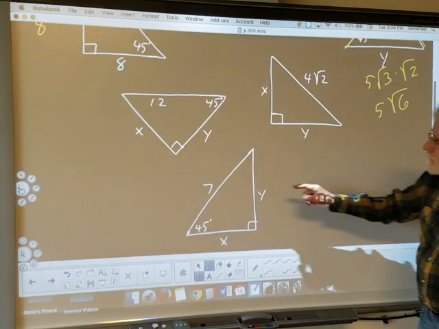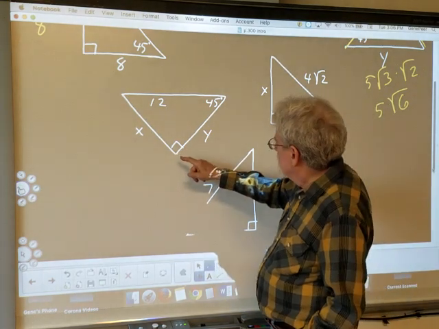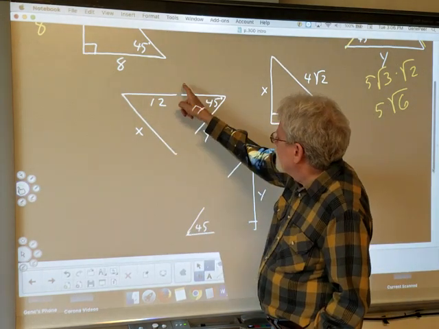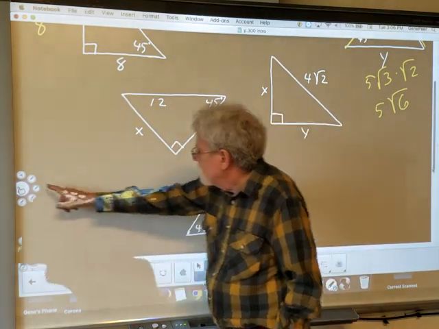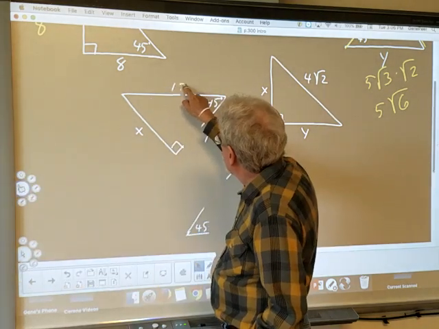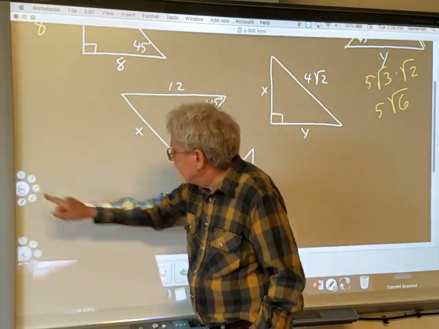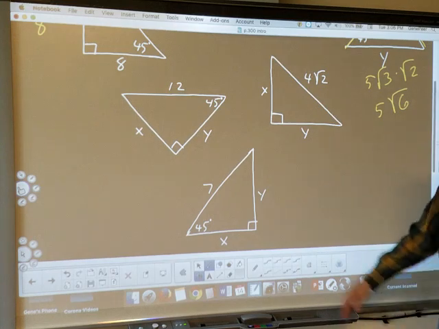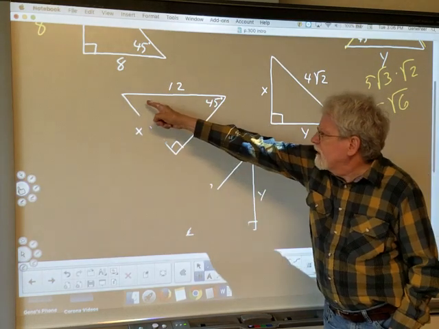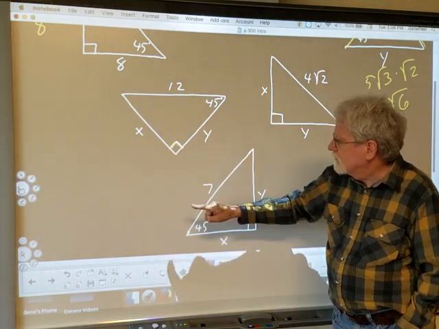Another example here. Why is that 12 down here instead of up there? I don't know, that's kind of weird. Doesn't really matter, but it's a little confusing to me. Okay, so again, we have ourselves a 45-45 triangle because there's your right angle.